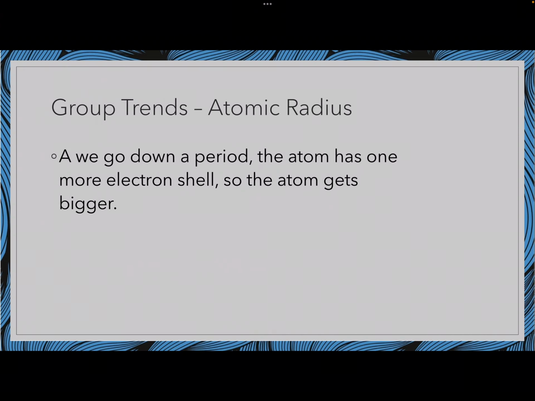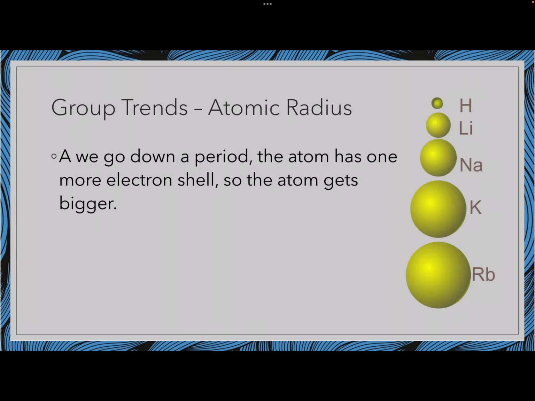Now, as for the trend, so the group trend, remember groups are our columns. As we go down a group, the atom has one more electron shell, so the atom gets bigger. So if we have a look at group 1, so hydrogen, lithium, sodium, potassium, rubidium, it would continue for cesium and francium as well. We can see that as we add a shell, the atom gets bigger. So hydrogen is the smallest, lithium is the next one, then sodium, then potassium. As we go down a level, we add an extra shell, and it gets bigger.